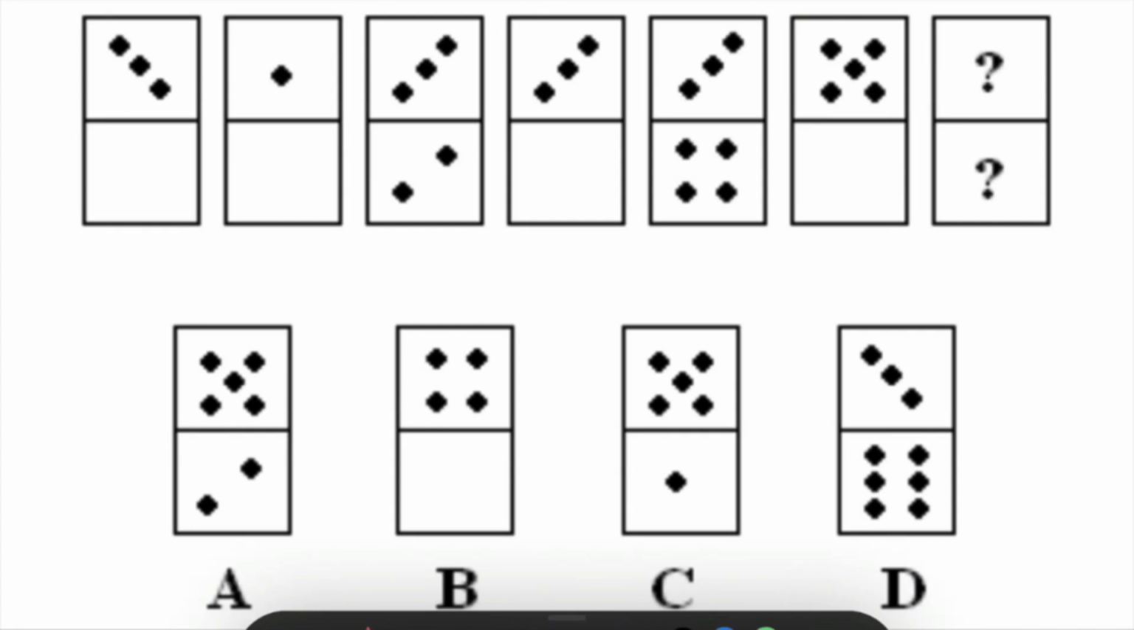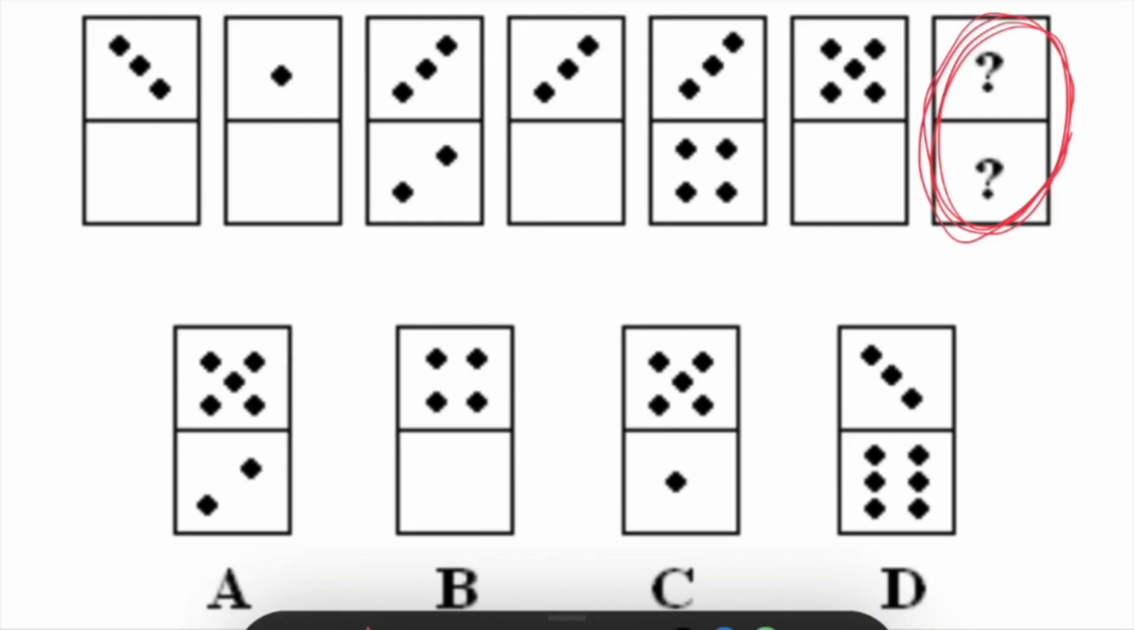Another question about domino pieces. Okay, so I need to figure out this domino piece. Which domino piece is this? Among the choices A, B, C, and D, let's find the connection. Let's analyze the different pieces of domino and find the relation.